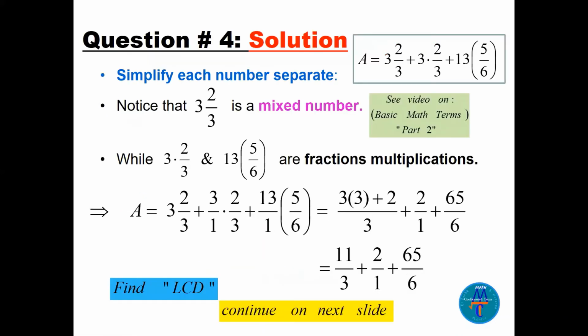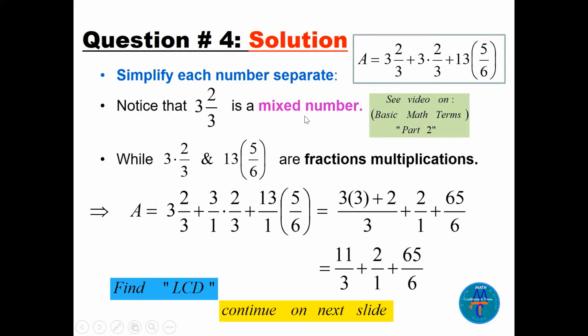Let's see A. Now this is the A from the previous slide. Take A by separate number. This is a mixed number. We call it a mixed number. You can see there is a video on basic math terms part 2, and there is also a series on basic math terms. You can see the definition and how we do this. Now 3 2/3, we do it like this. We multiply 3 and 3 plus the 2/3. See, the first term is 3 times 3, 9 plus 2, 11/3, the first one.